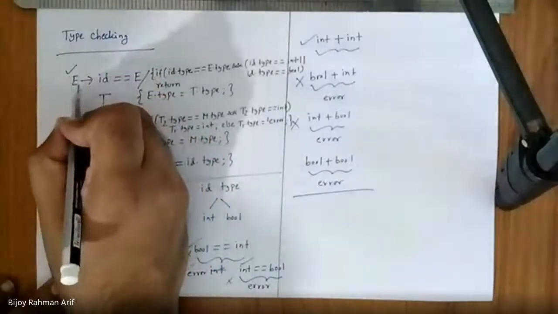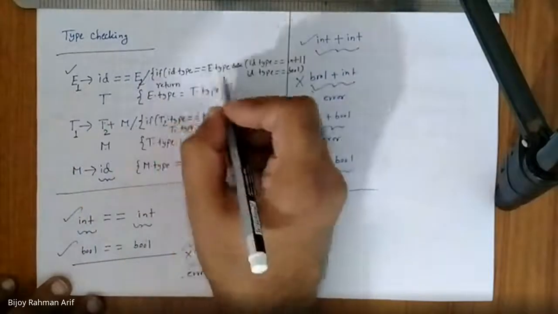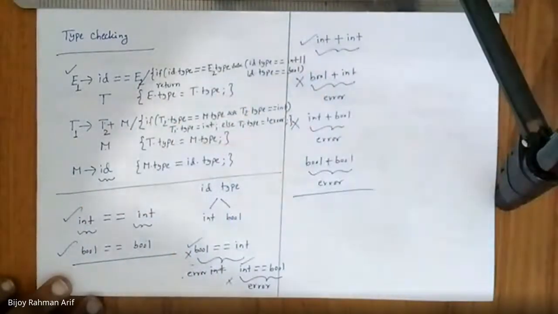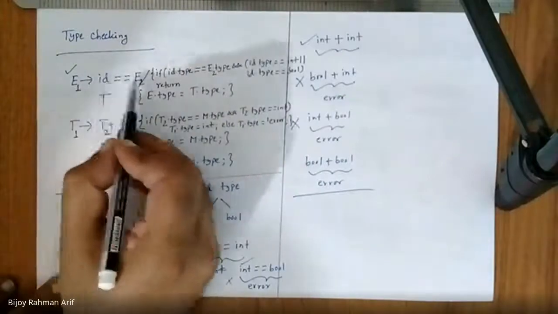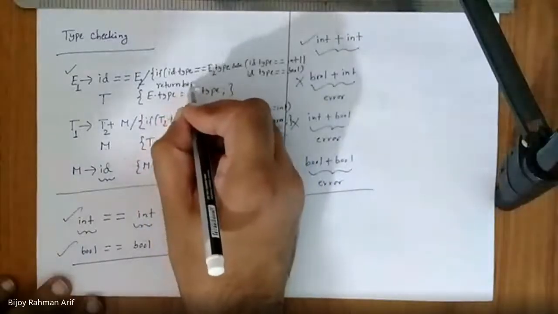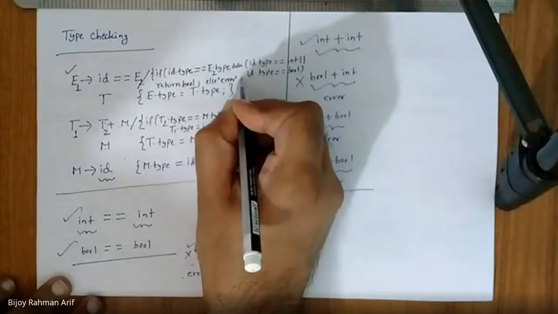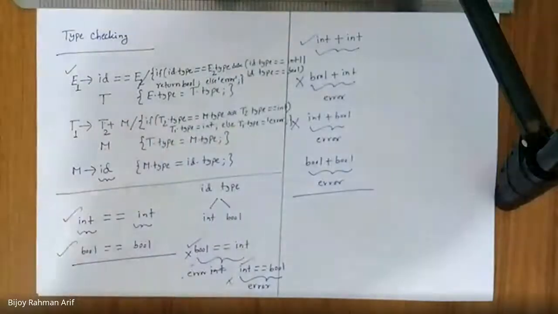We are just trying to find out the type. Just consider this one as E1, this one as E2. Now, what would be the type for E1? If both are the same, Boolean. Good. So the type would be Boolean. Else, Error. That's it. So this is the type checking. Small type checking we can do.